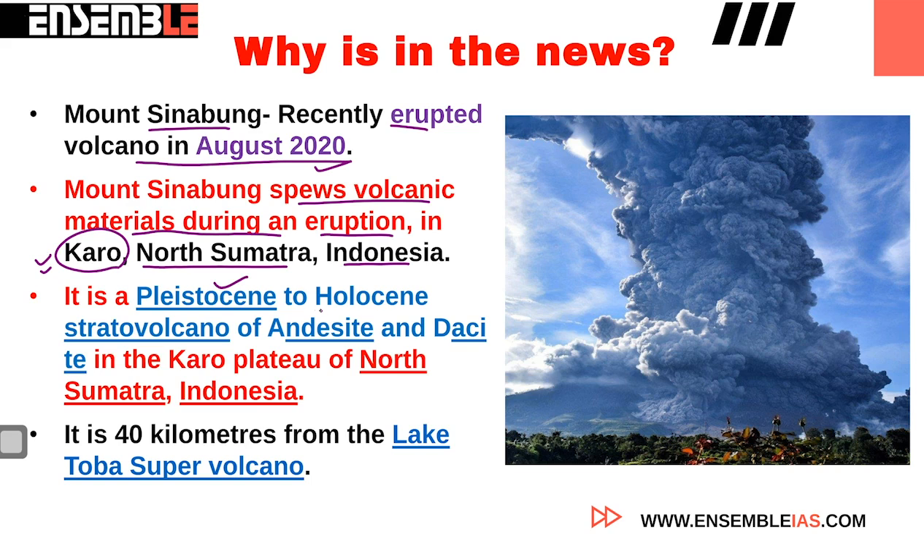It is a Pleistocene to Holocene stratovolcano. So the type of volcano is a stratovolcano, and it was formed during the Pleistocene to Holocene period, and the type of materials that erupted out of it is andesite and dacite.